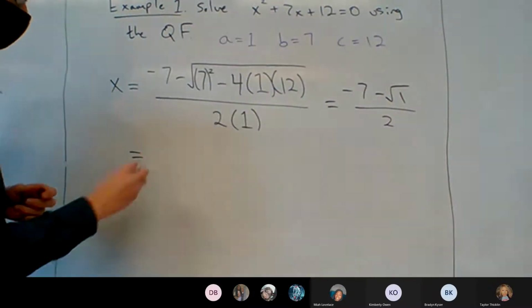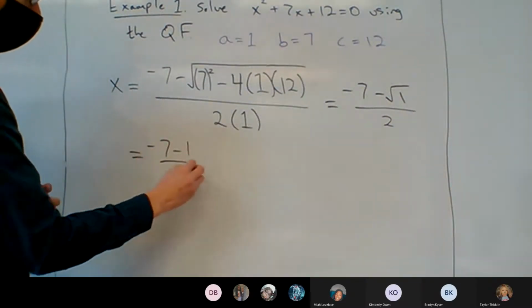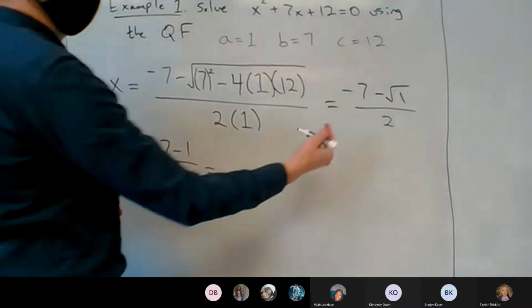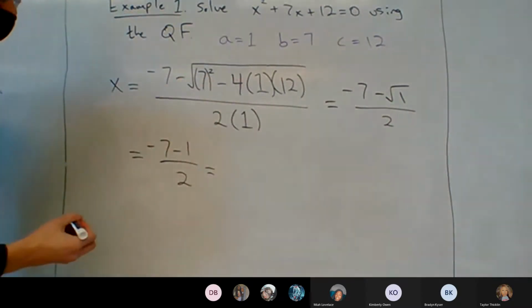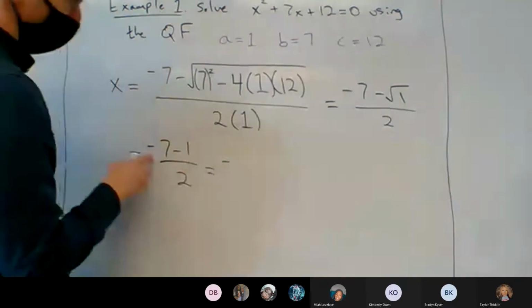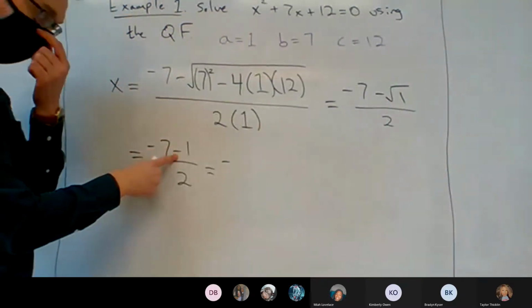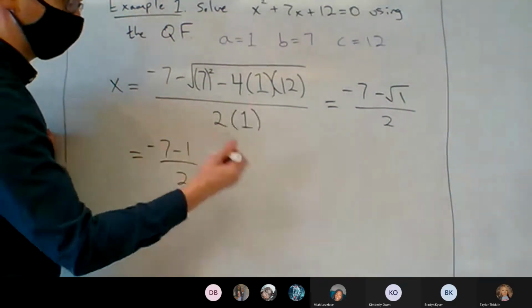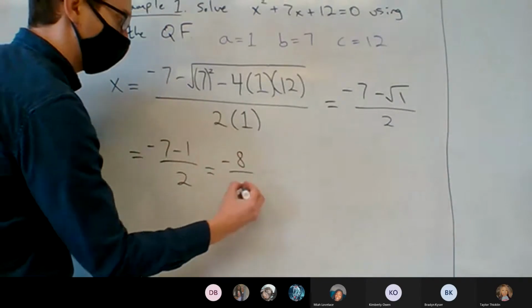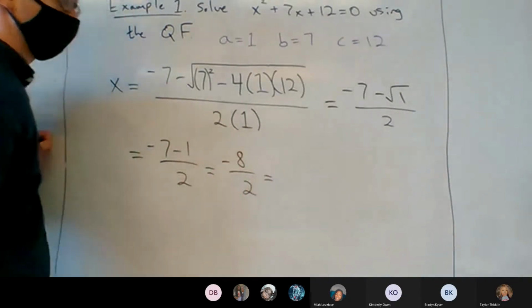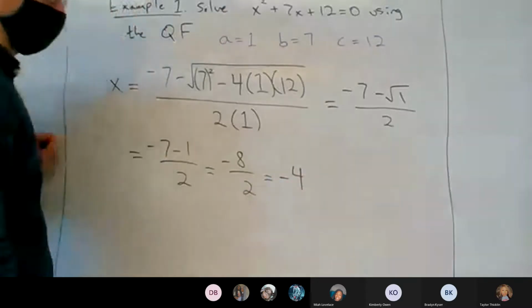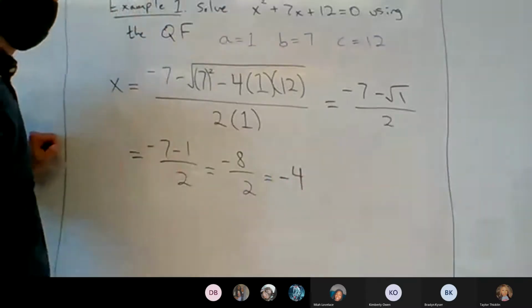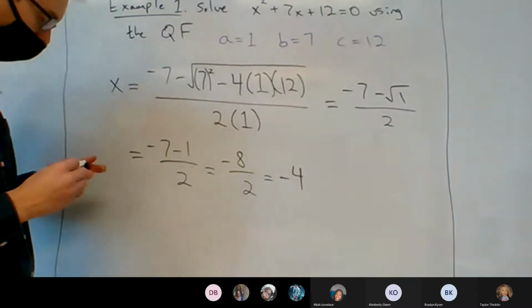Okay, and that's going to be the same as negative 7 minus 1 all over 2. Because again, the square root of 1 is just 1. So that's all that happened from there to there. And then if I have a negative and I'm subtracting from it, then I'm going further into the negatives. So I'm getting negative 8 over 2, which is negative 4. So I'm getting two solutions, x equals negative 3 and x equals negative 4.